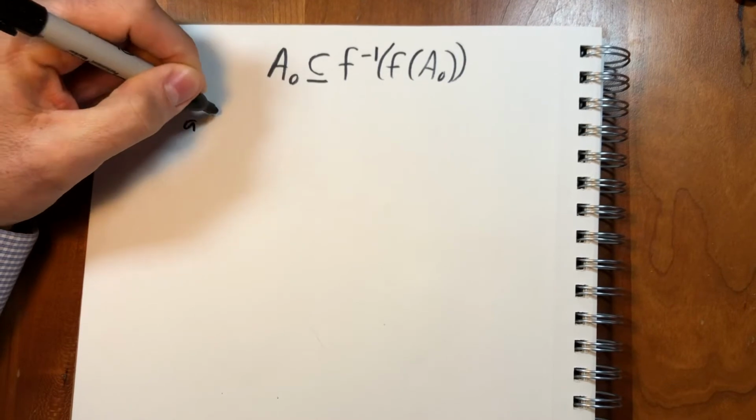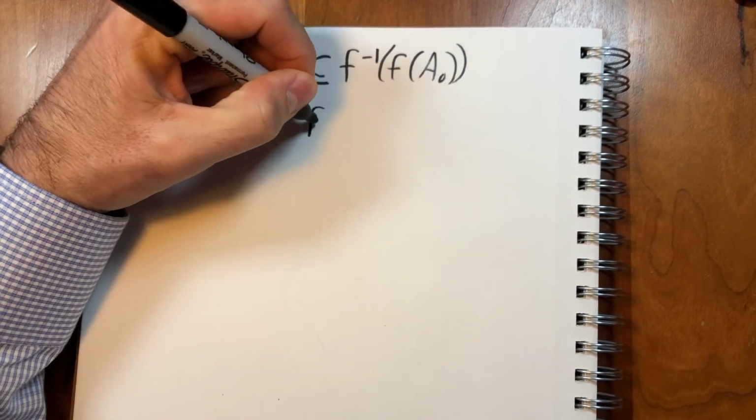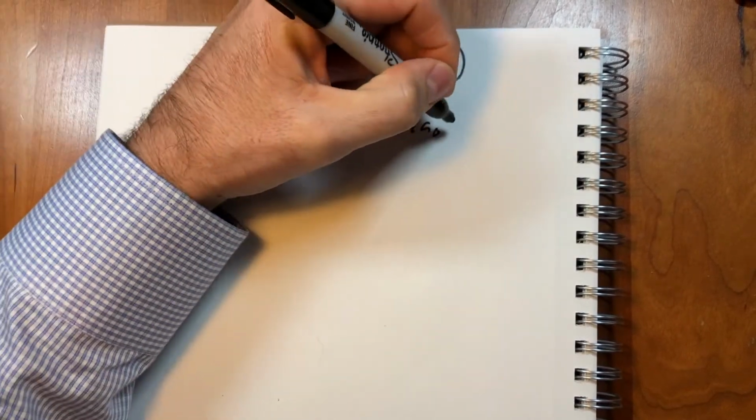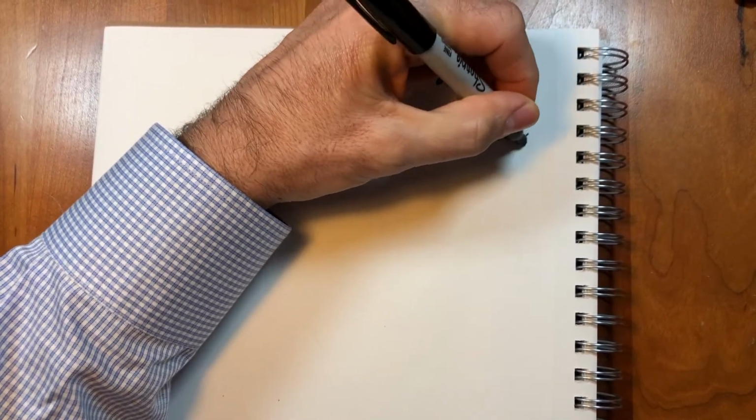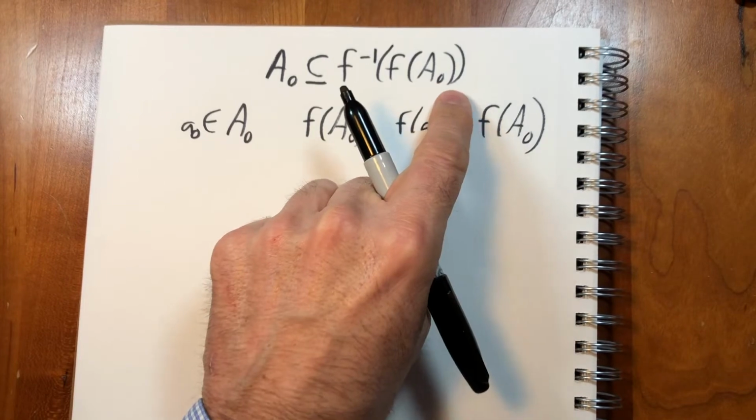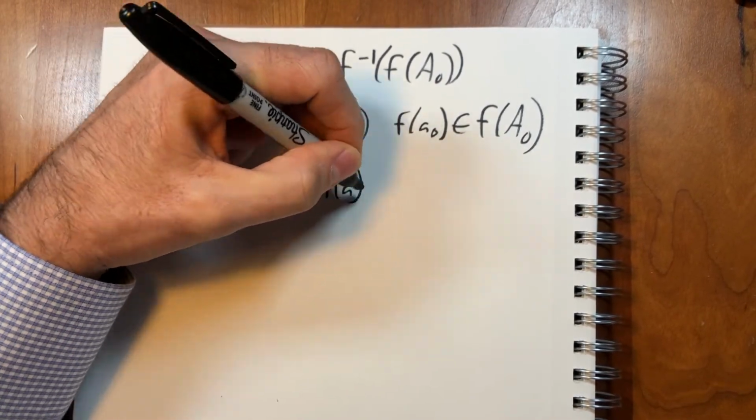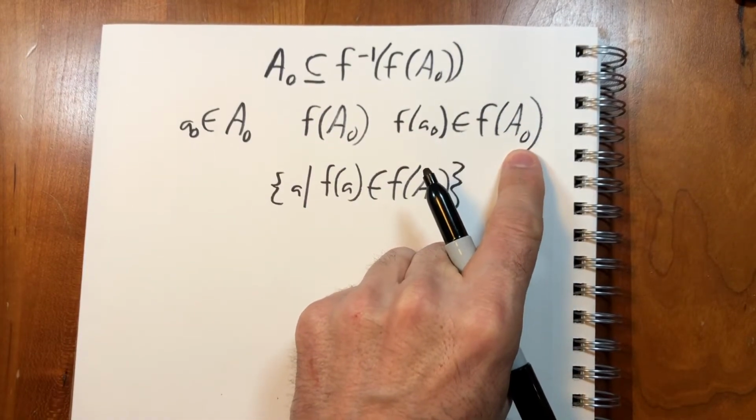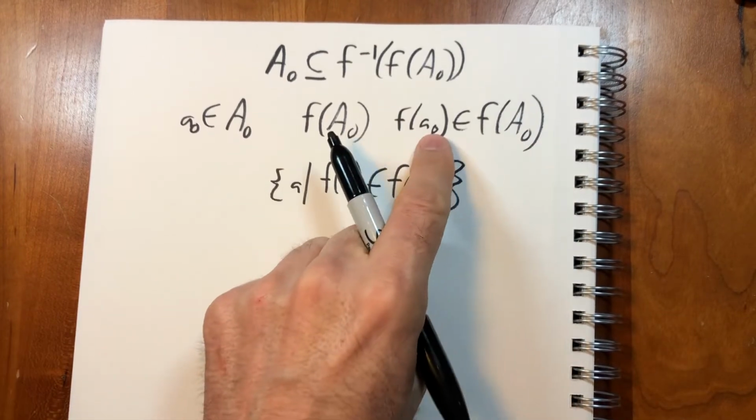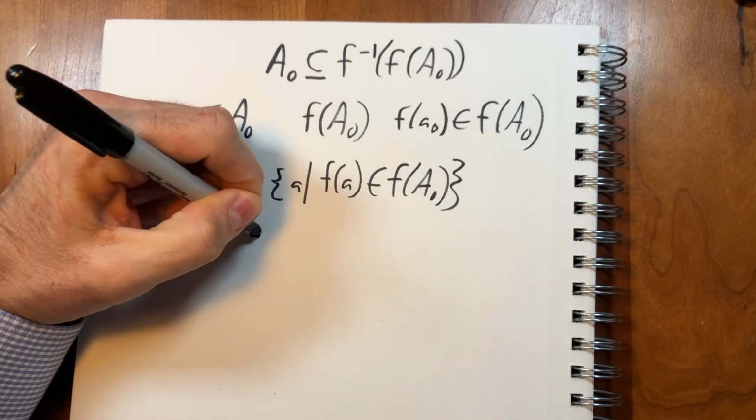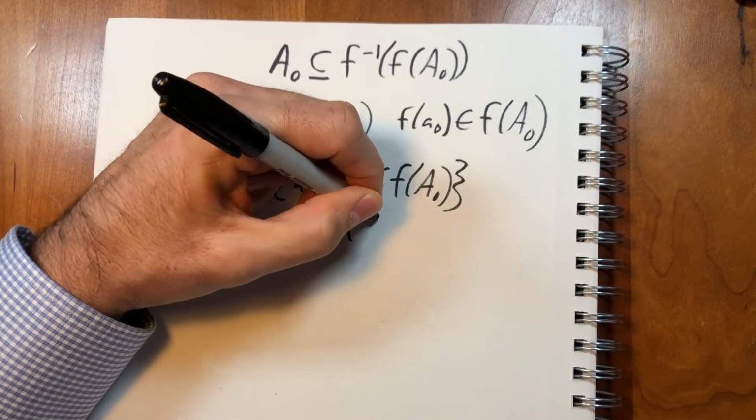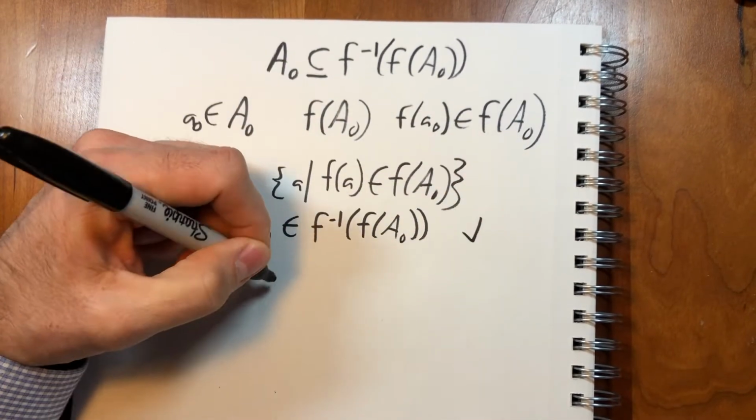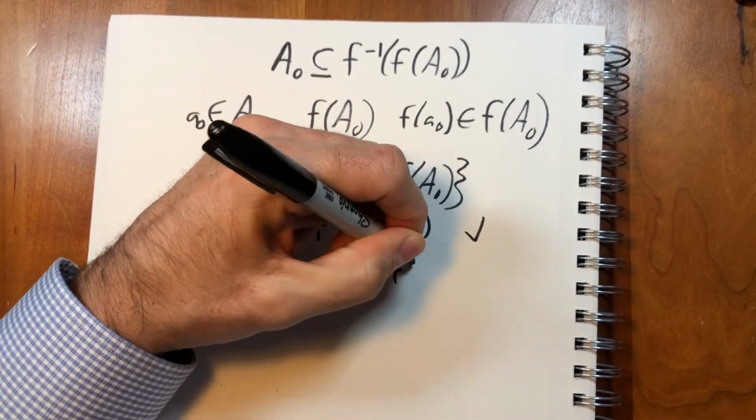Okay, so we start with a, an element of A0. So we already have that by the definition of the image of the subset A0, F of a is an element of the image of the subset A0. Now, the definition of this is the set of all a such that F of a is an element of the image of A0. And we just said that F of a is, in fact, in the image of A0. And so that means that a is an element of this set. And so that's all we needed to show. We showed that starting with an element of A0, that element is also in the preimage of the image of A0. So therefore, A0 is a subset of the preimage of the image of A0.